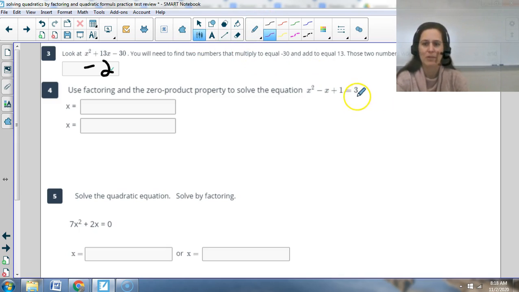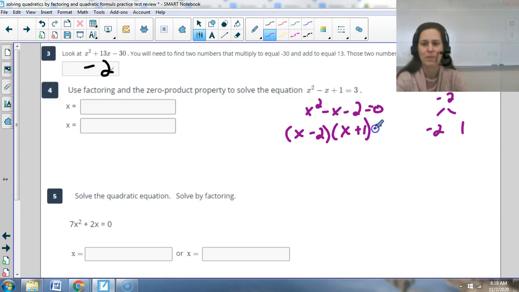we have to factor this by subtracting 3 on both sides first. So you have x squared minus x minus 2 equals 0. And then when we factor that, we have to find factors of negative 2 that add up to equal negative 1. So that would be negative 2 and positive 1. So we have x minus 2 times x plus 1 equals 0.